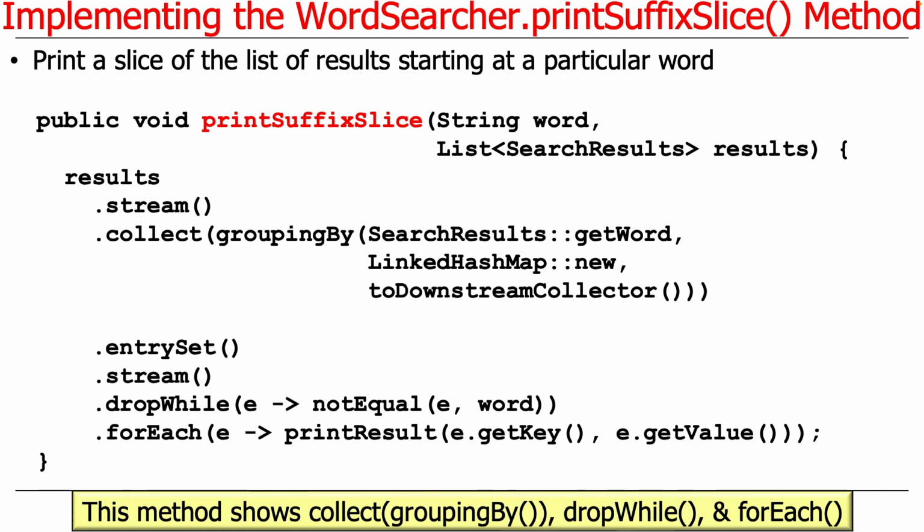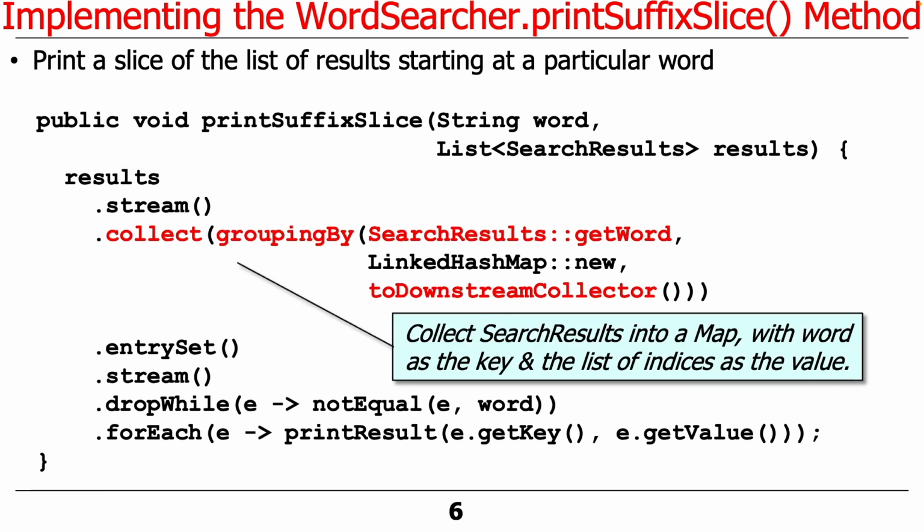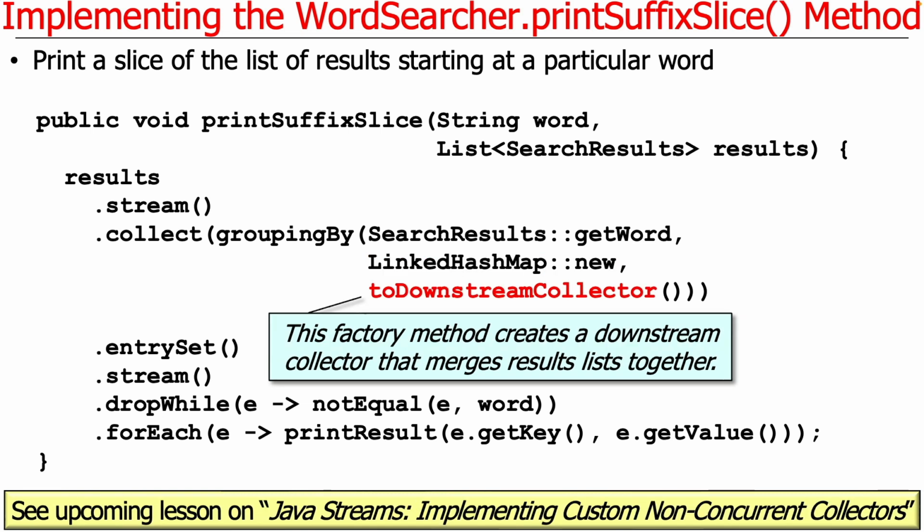So here's printSuffixSlice, and we start out by turning the list of search results into a stream of search results. We then collect everything together, much like we had done earlier when we talked about just printing the results. We're going to make a map that has the do, re, mi words as the keys, and we'll have a downstream collector, which will be the list of results. We're going to store this in a linked hash map, so we get things back in the order they came in, do, re, mi, fa, sol, la, ti, do, etc. And that's the factory method we'll talk about later that creates a downstream collector.